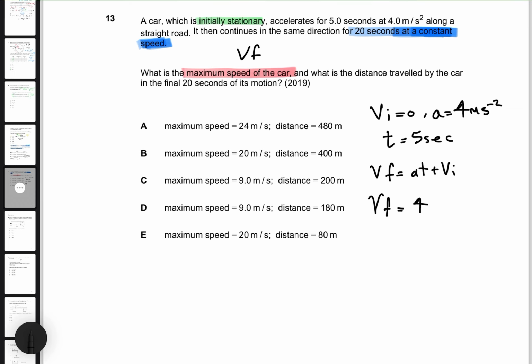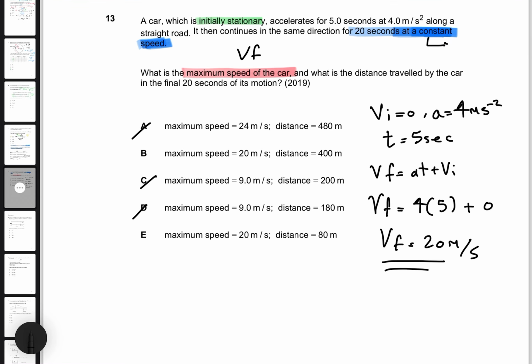VF is what you're looking for. A is 4 and T, or time, is 5. And the initial velocity is 0. So final velocity of the car is 20 meters per second. That right off the bat makes choice C, D, and A incorrect. Now, we have the final maximum speed, but what about the next part?